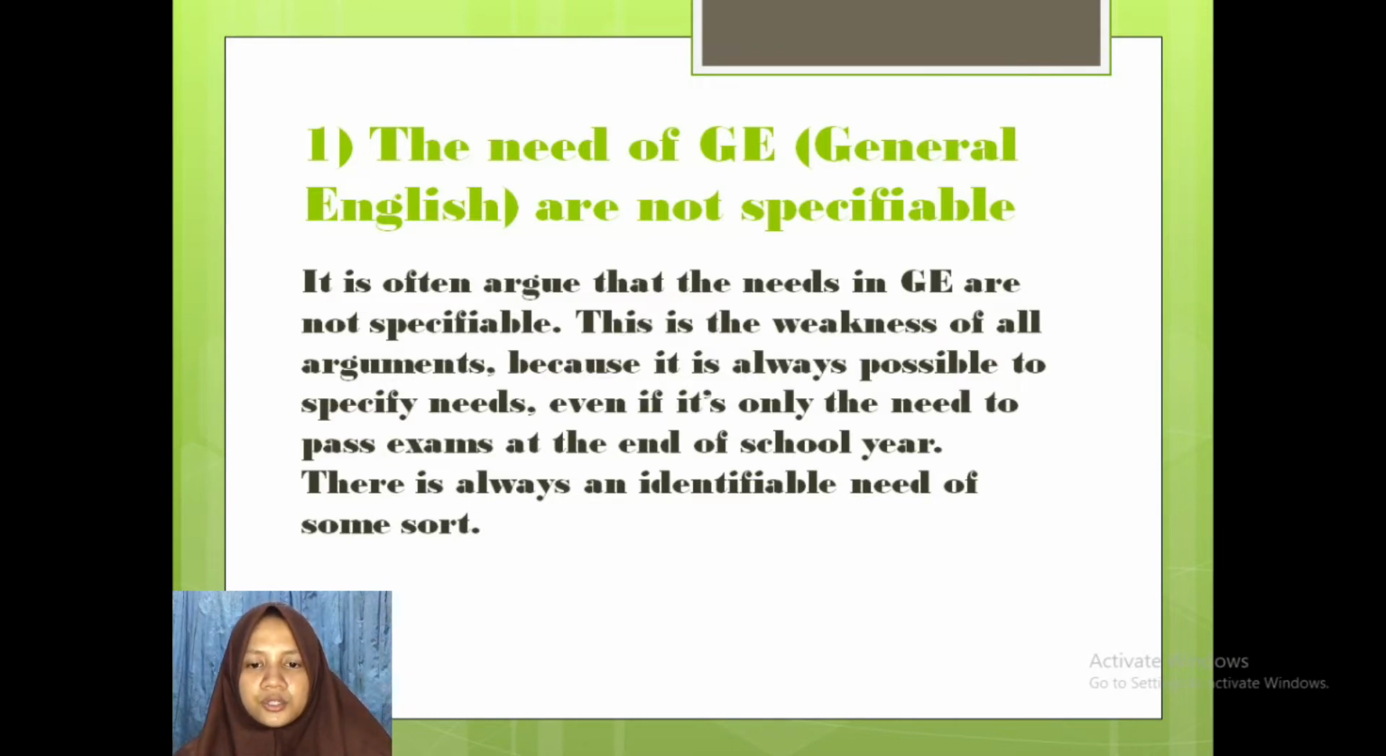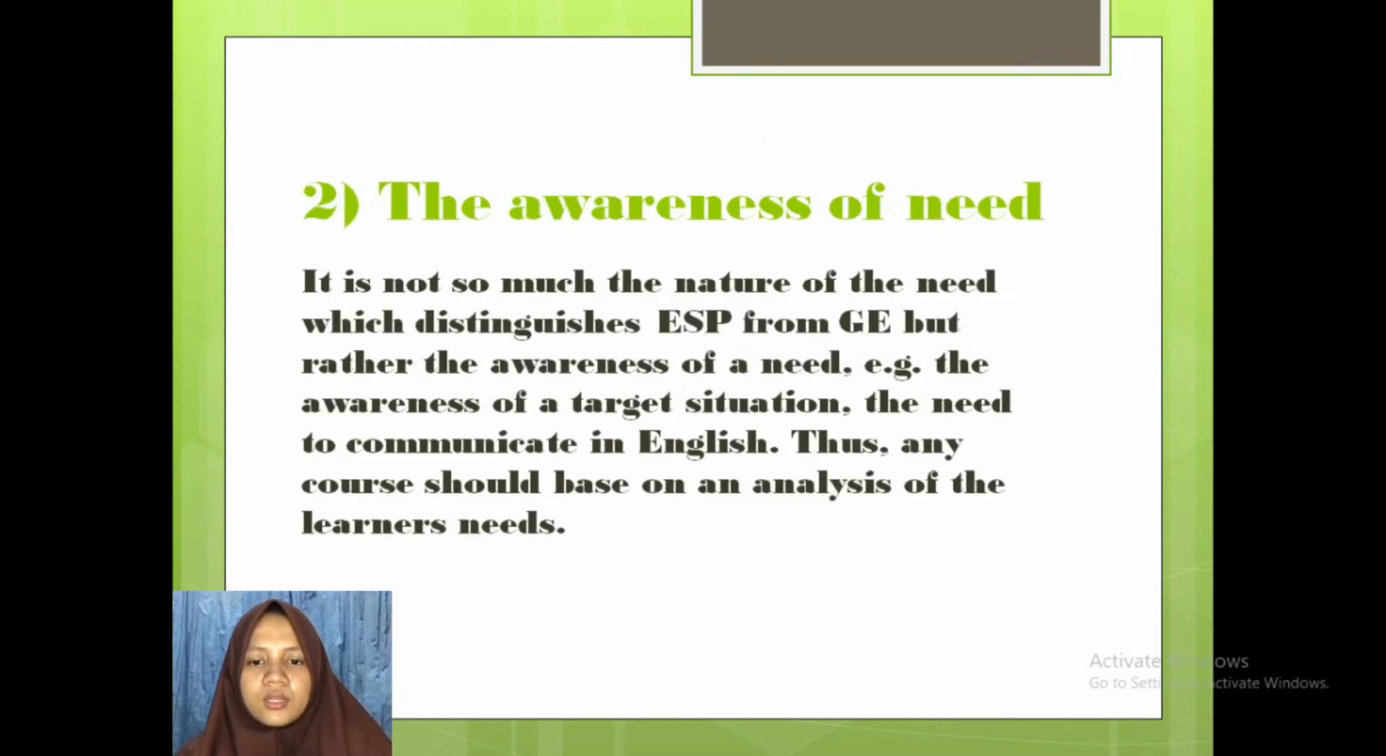It is often argued that the needs in GE are not specifiable. This is the weakness of the argument, because it is always possible to specify needs. Even if it is only the need to pass exams at the end of the school year, there is always an identifiable need of some sort. Second, the awareness of need.